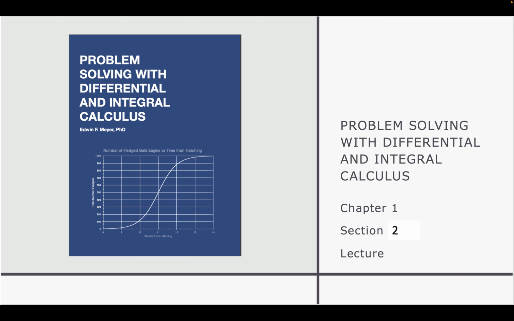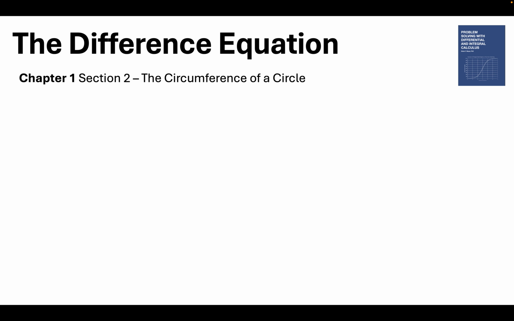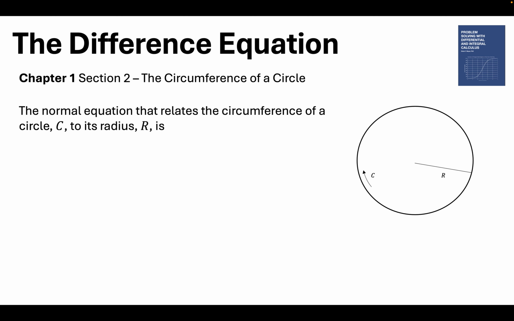This is a walkthrough of Section 2 of Chapter 1 in the book Problem Solving with Differential and Integral Calculus. Section 2, the circumference of a circle. There's a circle, radius r. The circumference is the distance around the perimeter of the circle. The normal equation that relates the circumference c to its radius r is c equals 2 pi r.